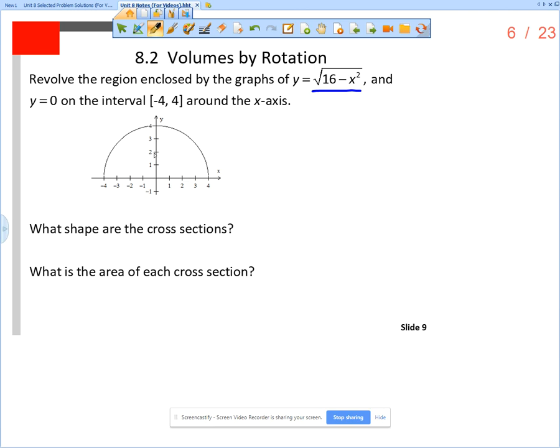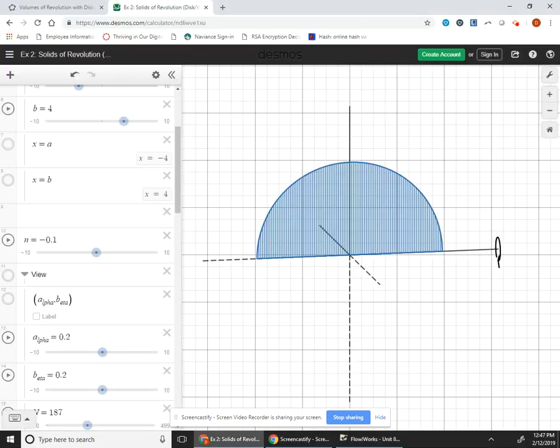Now what we wish to do is to take this region here and revolve it around the x-axis. So this can actually be pretty difficult to visualize. I'm going to use a computer graphics tool to help us visualize. So we have this region here.